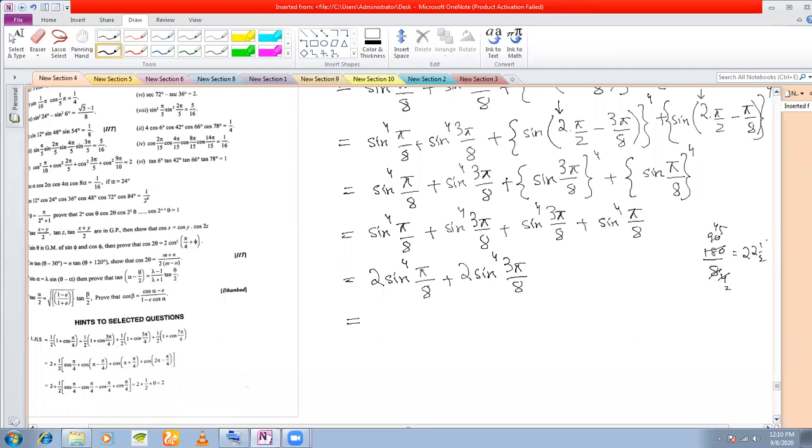But we don't know how much 22 and a half degrees is. Okay, so what we do is we'll convert this further into some other angle. But we also know that the double of 22 and a half is 45, isn't it? So what you do here is you write this as 2 sine square pi by 8 into sine square pi by 8. You also write this as 2 sine square 3 pi by 8.